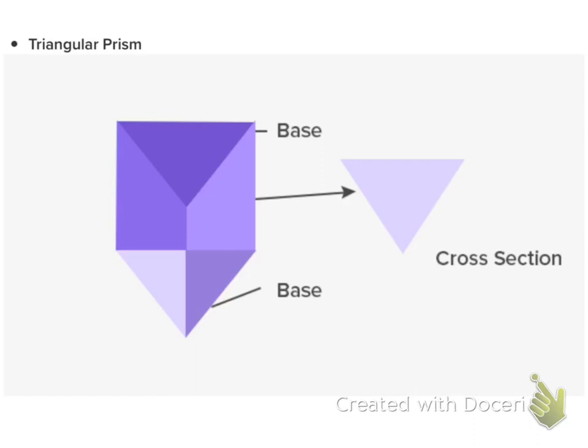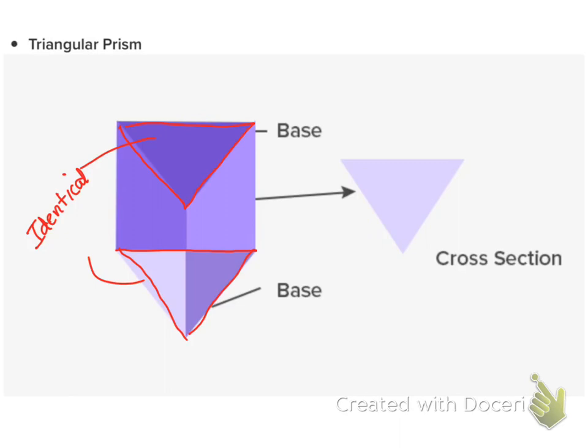This is an example of a triangular prism. When you look at the bases in this case, this is one base, and this is the other base. These top and bottom parts are identical, they have to be identical, facing each other. That's why it's a prism. The cross section is a triangle.